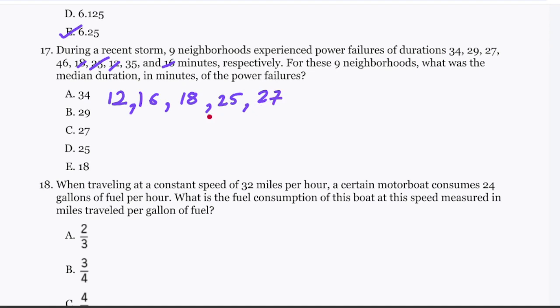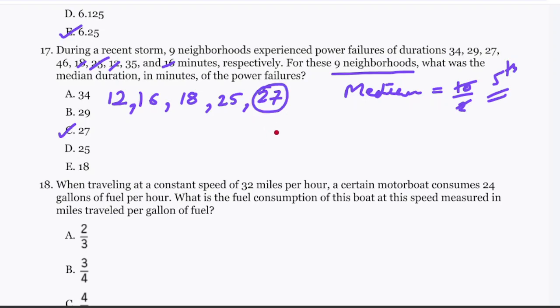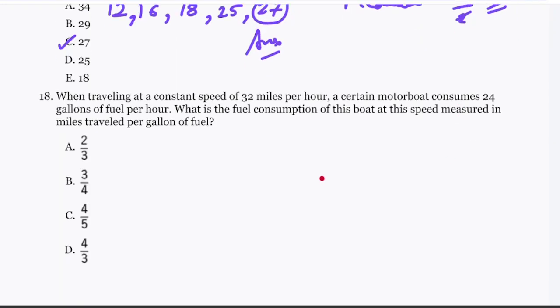I'm not going further. The reason is because there are 9 neighborhoods, and as I told, for the median, when the number of terms is odd, it is n plus 1, 9 plus 1, 10 by 2, the fifth term. I already got the fifth term. 1 2 3 4 5. So that is the answer. I don't need to do it further. Answer to 18th: 4 by 3 miles per gallon. Okay. 19th.